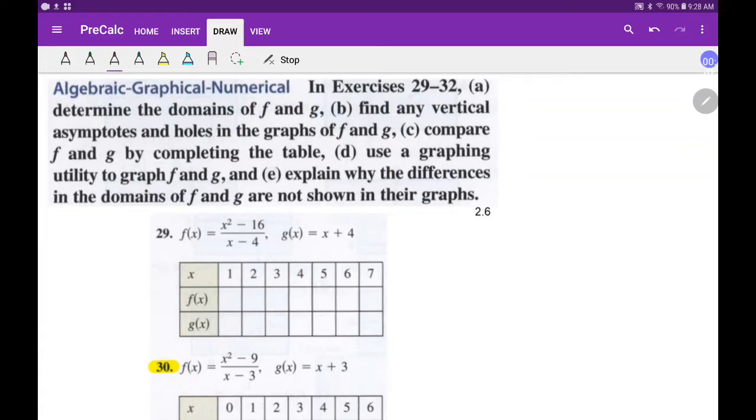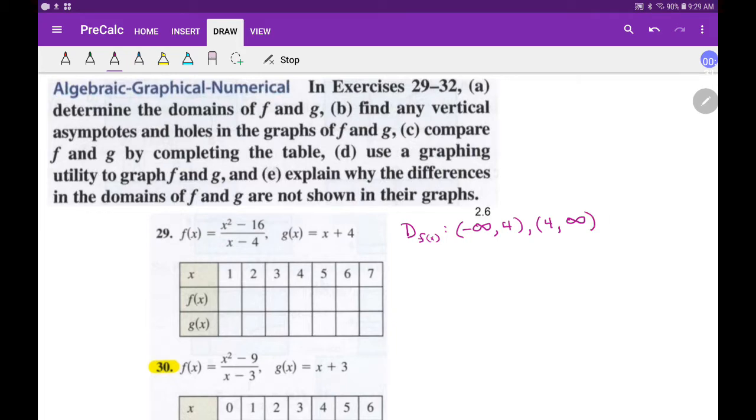Okay, first we're going to determine the domains of f and g. If you look at the domain of f of x, we're thinking about the denominator. We cannot have x equal to 4, so we'd say everything from negative infinity up to but not including 4, and not including 4 and on up.